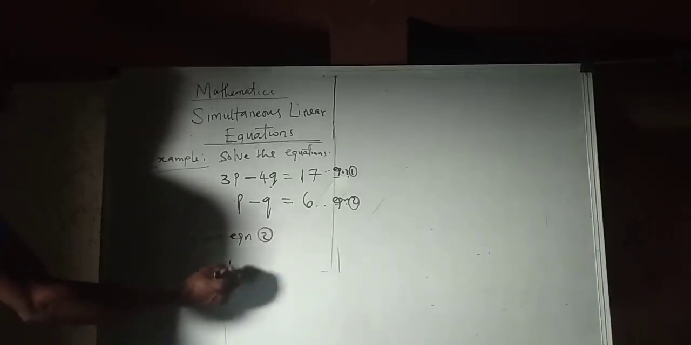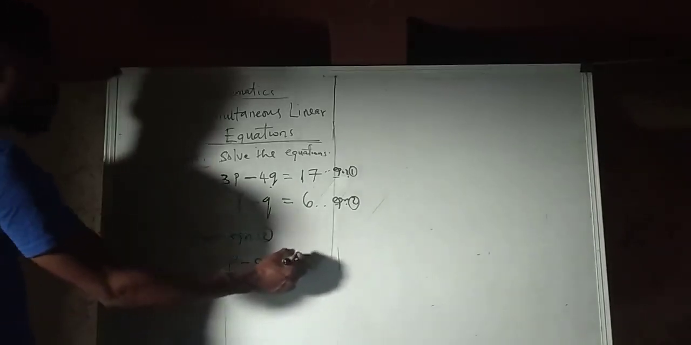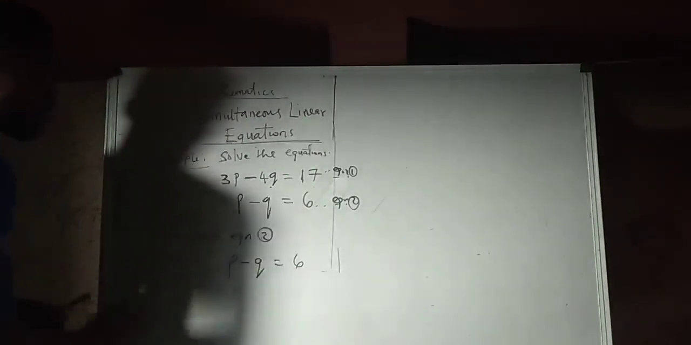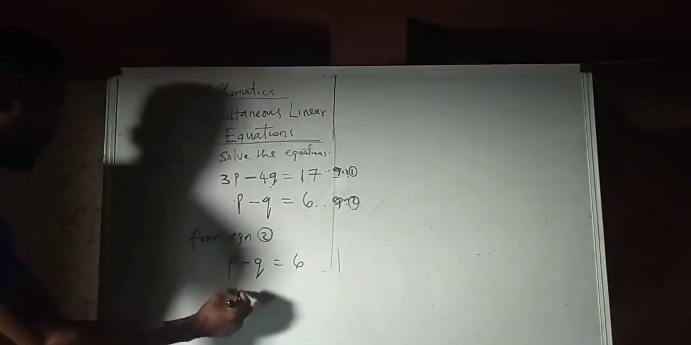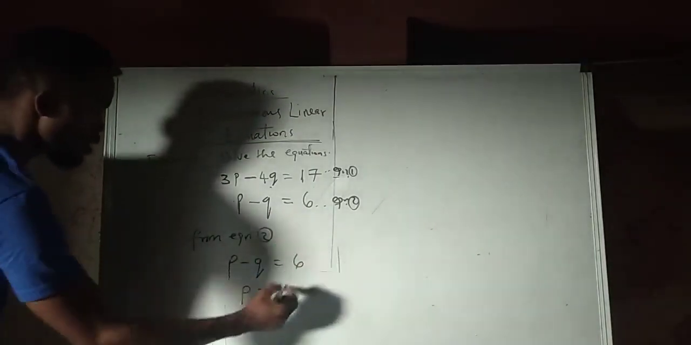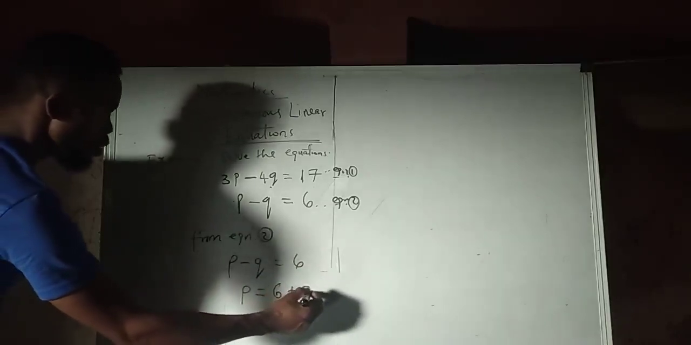From equation 2, we have P minus Q equals 6, right? P minus Q equals 6. Now, looking at it, I can simply say that P will be equal to, I move Q across the equality sign, it will become 6 plus Q. P is going to become 6 plus Q, right? Because minus Q moved across the equality sign.